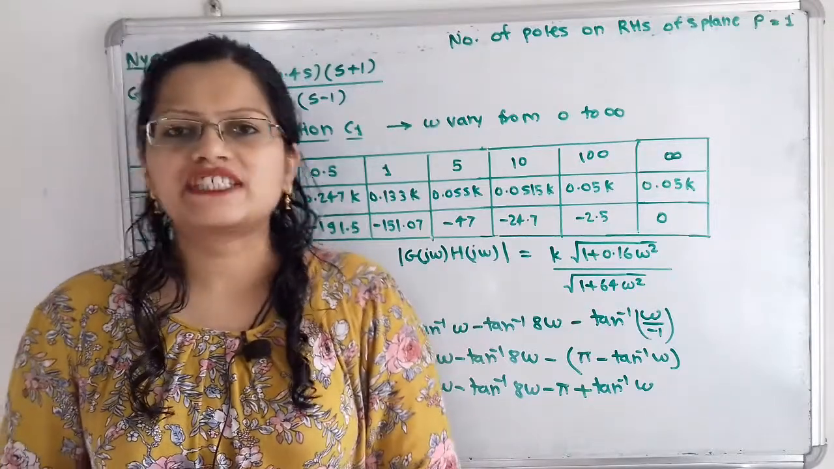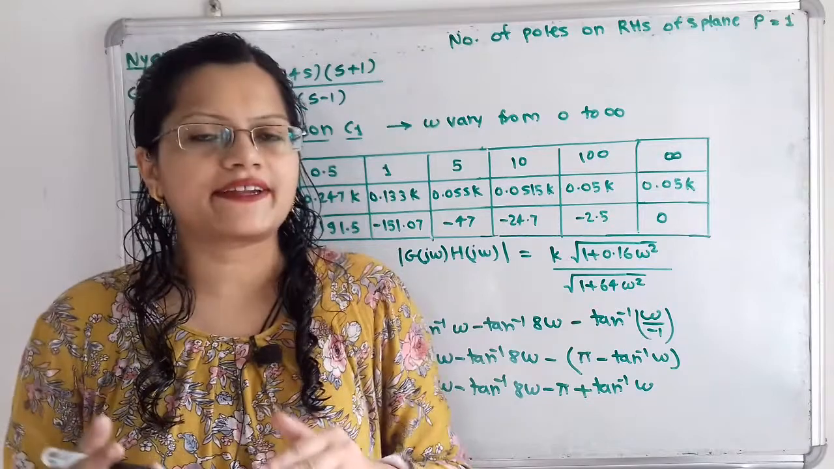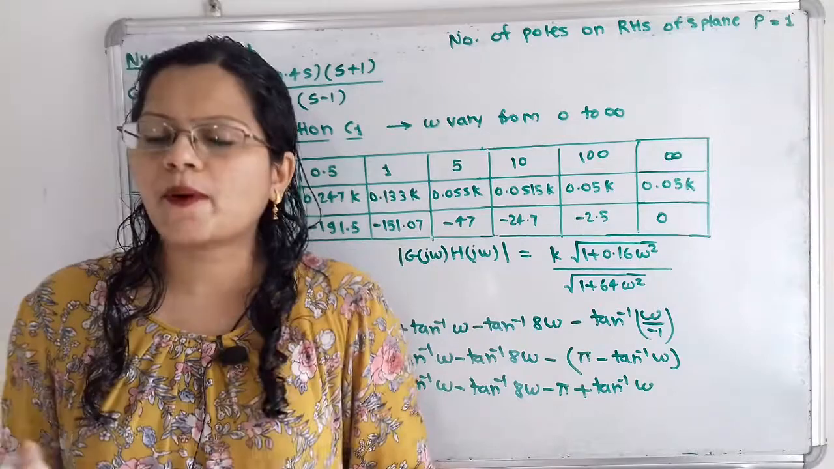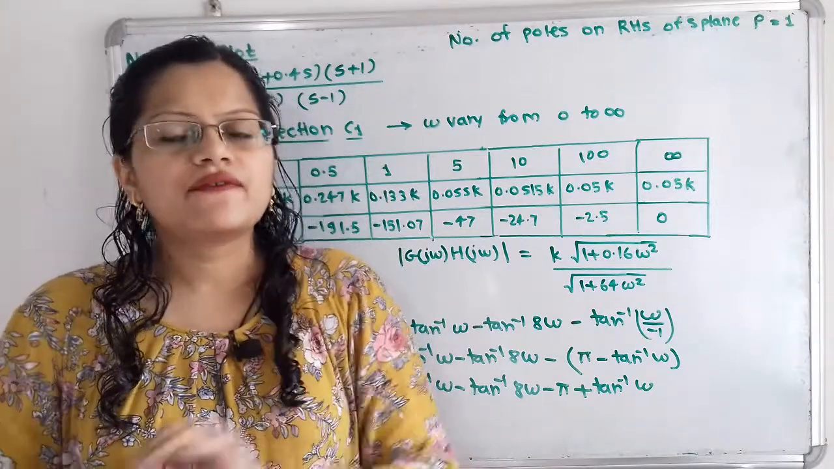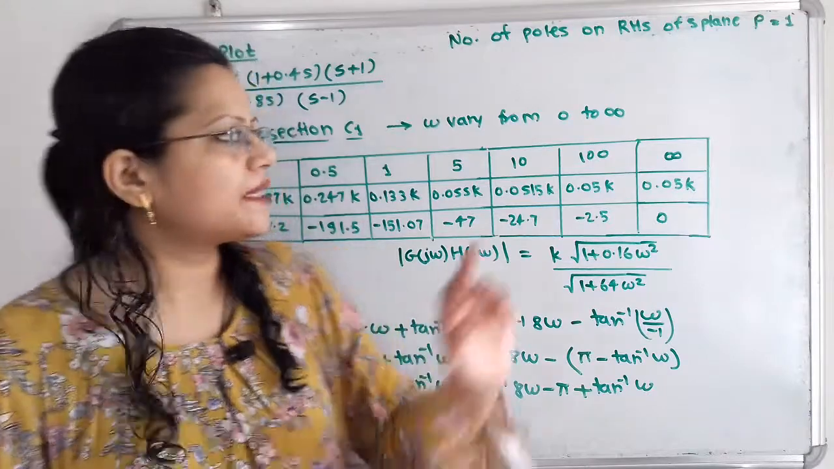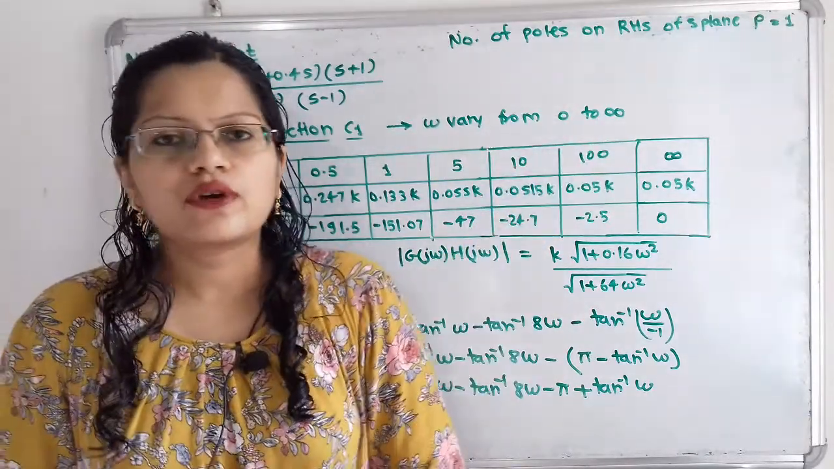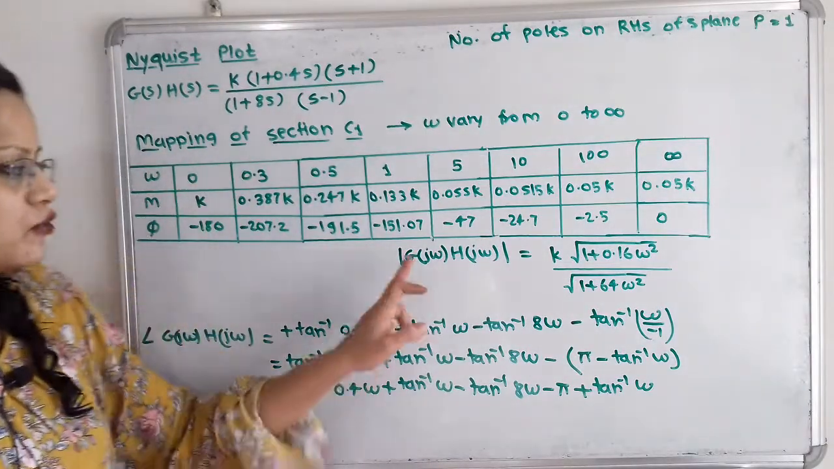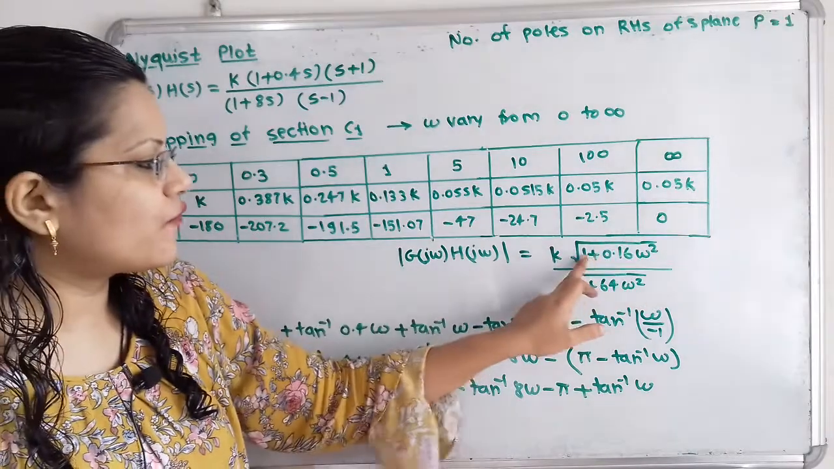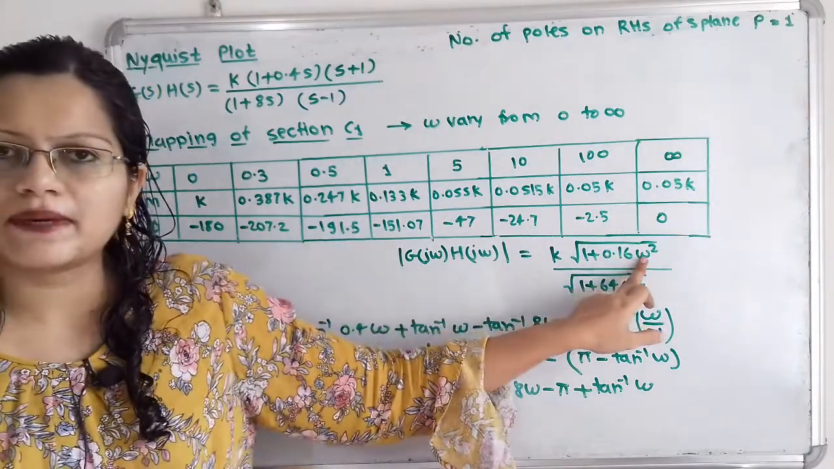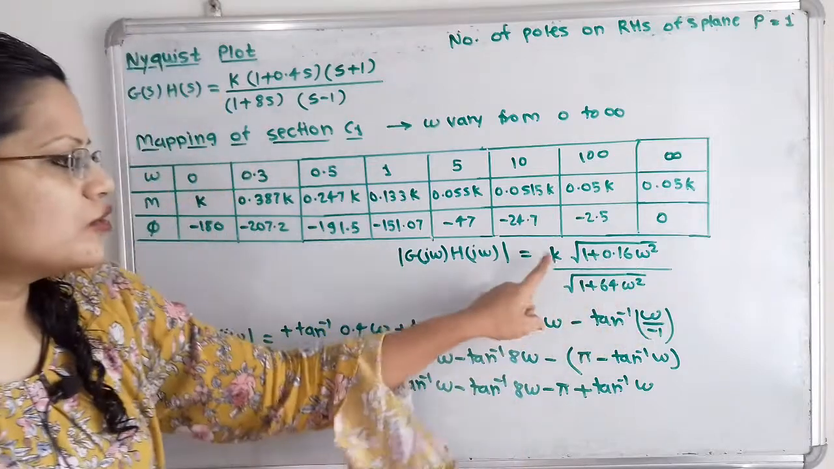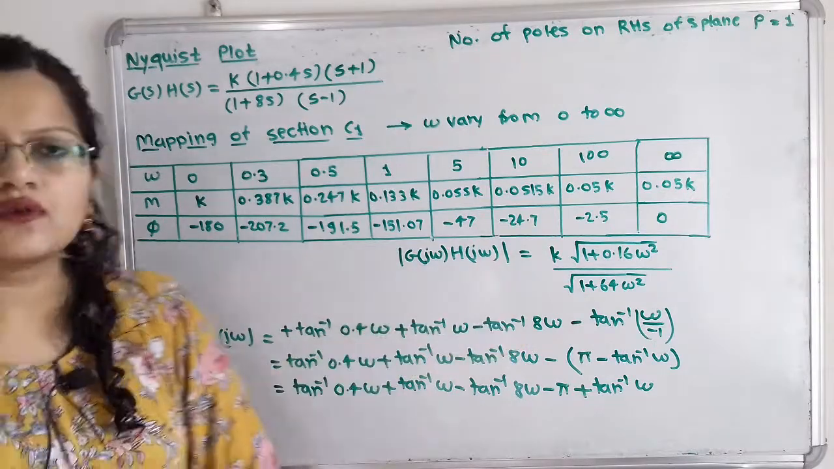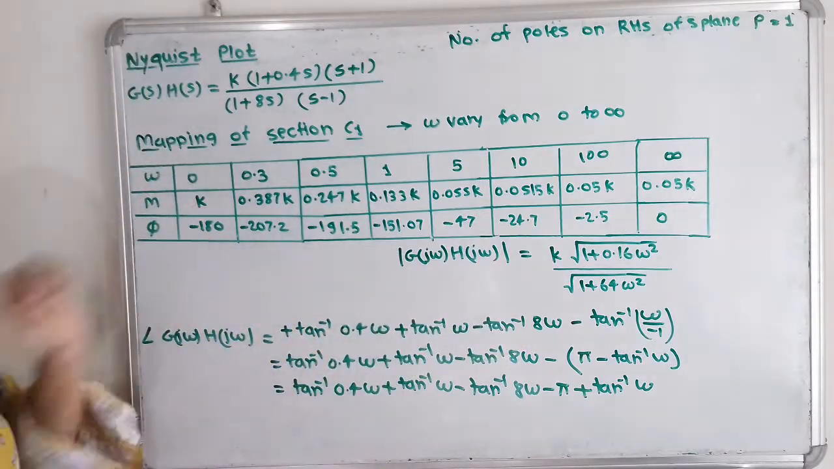For the mapping of section C1, we know that omega varies from 0 to plus infinity. So to draw the exact polar plot related to section C1, we will take different values between 0 and infinity. If I take the first value of omega, that is 0, then what is the value of magnitude? Magnitude is k under root of 1 plus 0.16 multiplied by 0. So this term will become 0. So k under root of 1 divided by under root of 1. So we can say that magnitude is only k. We will write here magnitude k.